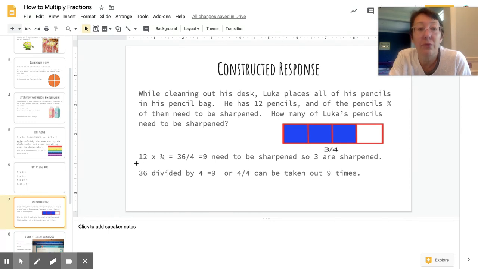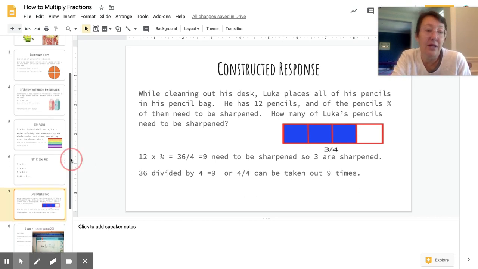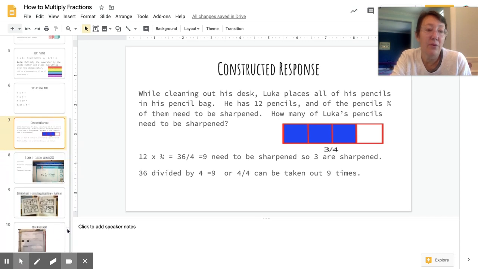If I follow my rule, 12 times 3 is 36. I put it all over 4. Well, that equals 9, because 36 divided by 4 is 9. And remember, a fraction is a division problem. You could take out 4/4, 4/4, 4/4, 4/4 9 times, and you'll figure out there were 9 wholes in there that need to be sharpened. So that leaves only 3 that are sharpened. That's just one of the questions I would have asked you in your group. So I added that on here today. There are several more things I have left on here.